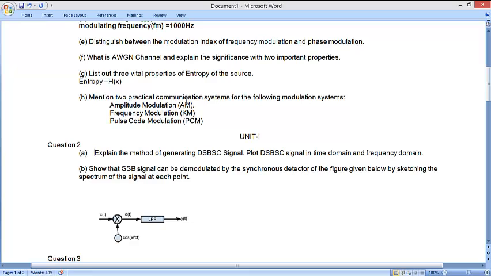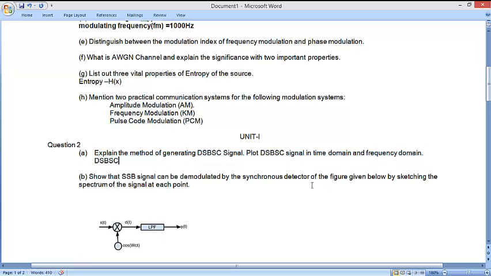In the second question we have our first part: explain the method of generating a DSB-SC signal and also plot the DSB-SC signal in the time domain and frequency domain. So first of all, you have to explain what DSB-SC is. DSB-SC is double sideband suppressed carrier modulation.